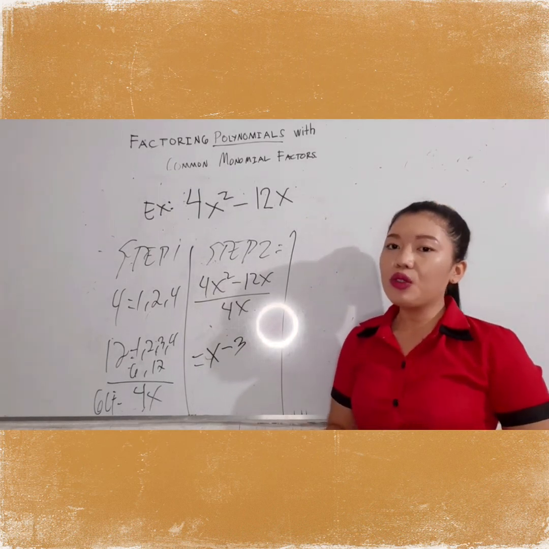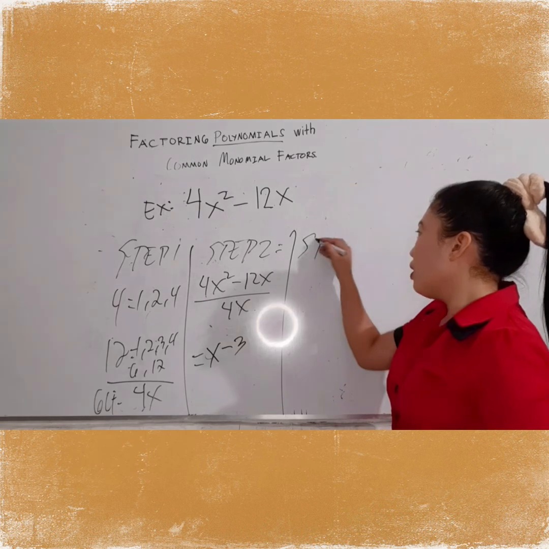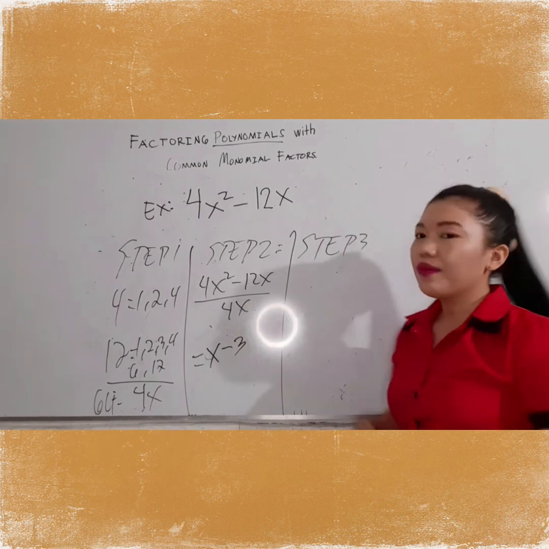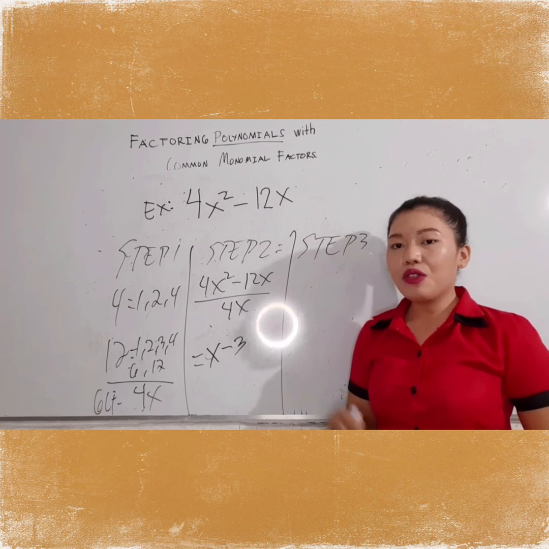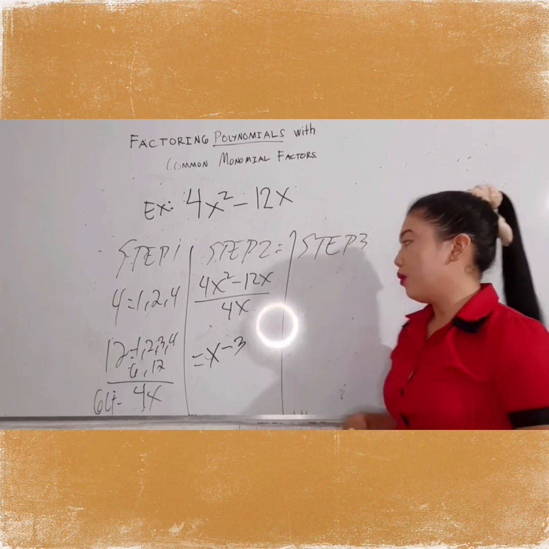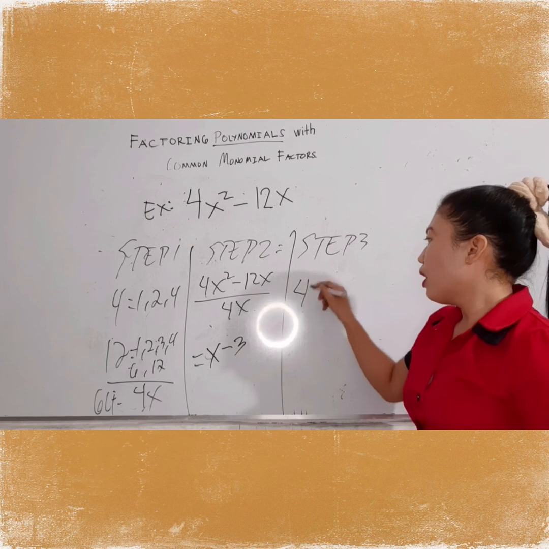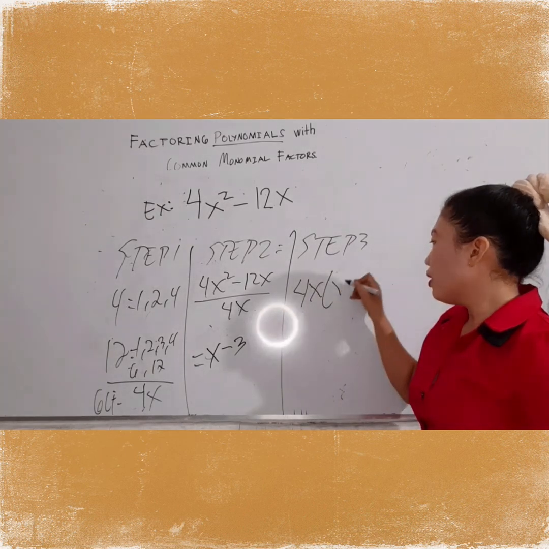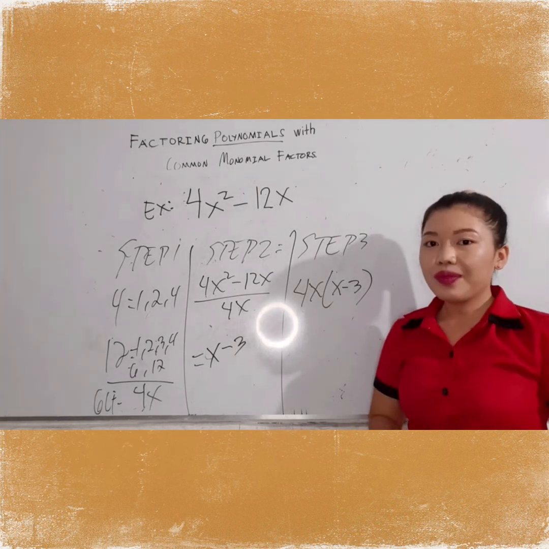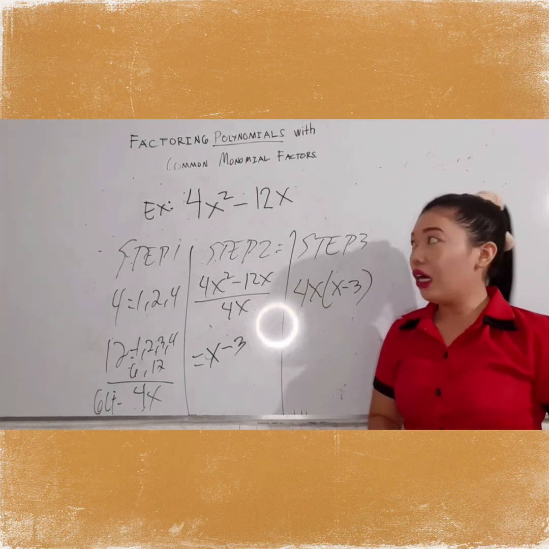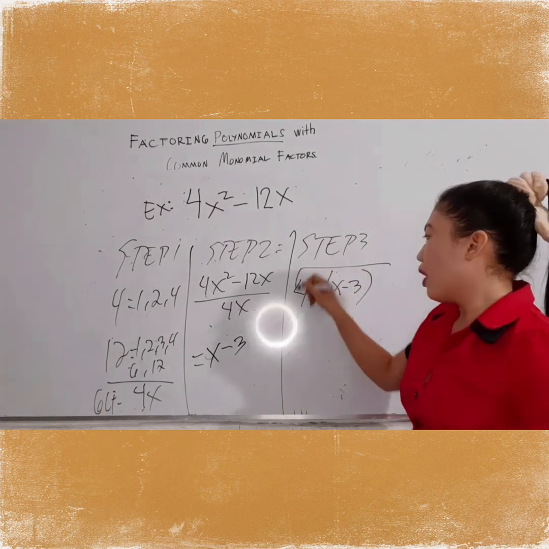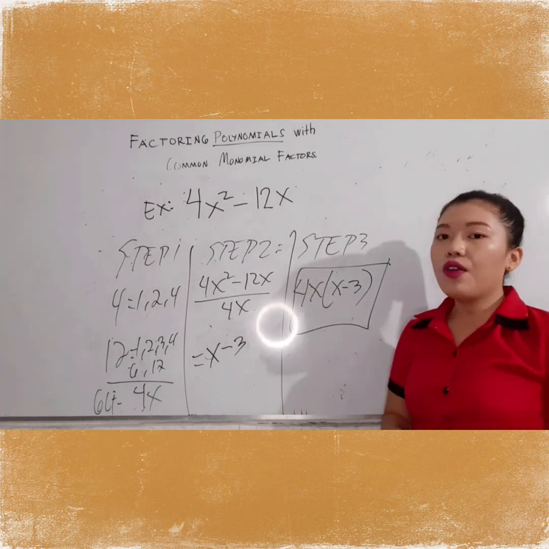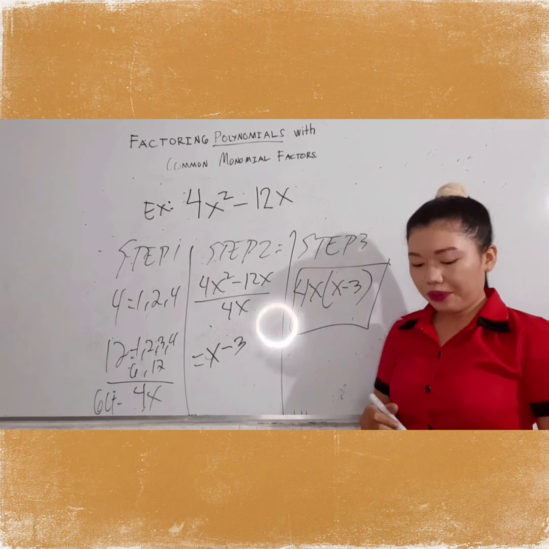Let us proceed now to our step 3. What is our step 3? Very good. So that is combine. Combine the answers of step 1 and step 2. So we have 4x times the quantity of x minus 3. So our factor now for 4x squared minus 12x is 4x times the quantity of x minus 3.